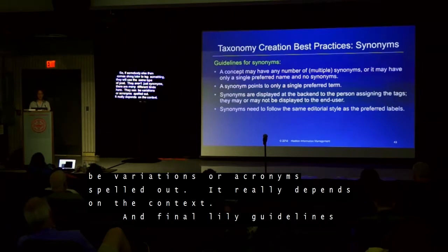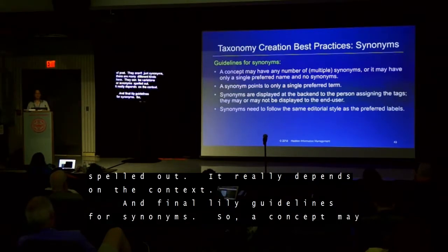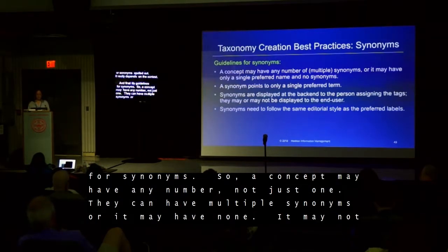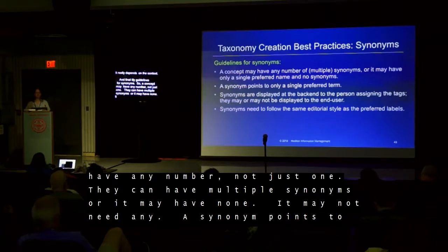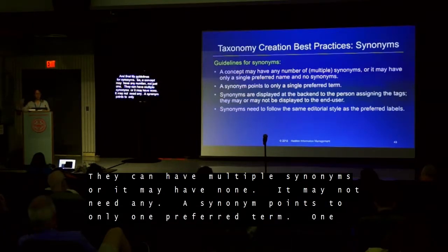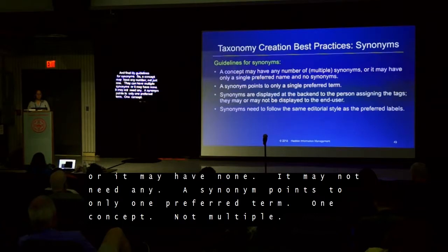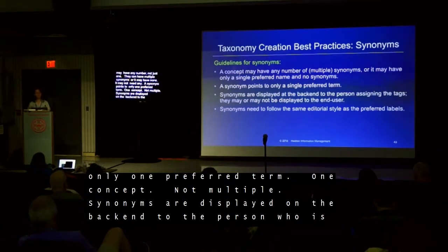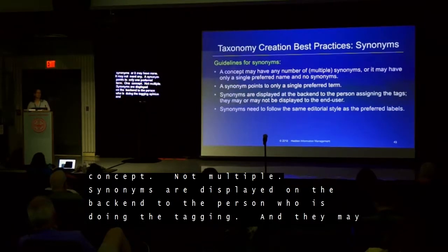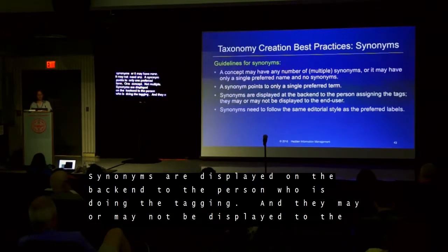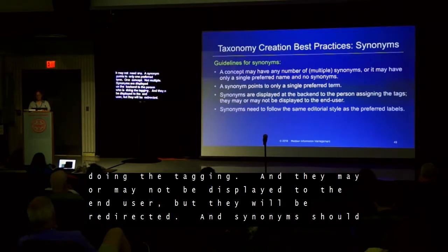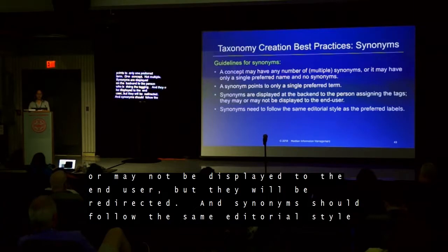And finally, my guidelines for synonyms. A concept may have any number, not just one. It could have multiple synonyms, or it may have none. It may not need any. A synonym points to only one preferred term, one concept, not multiple. Synonyms are displayed on the back end to the person who's doing the tagging, and they may or may not actually be displayed to the end user, but they will be redirected. And synonyms should follow the same editorial style you've established for the preferred labels. And I think that's it.